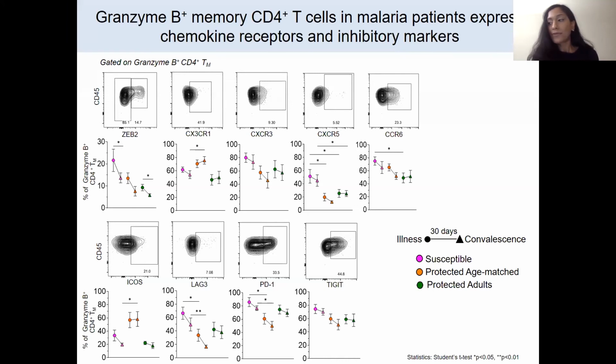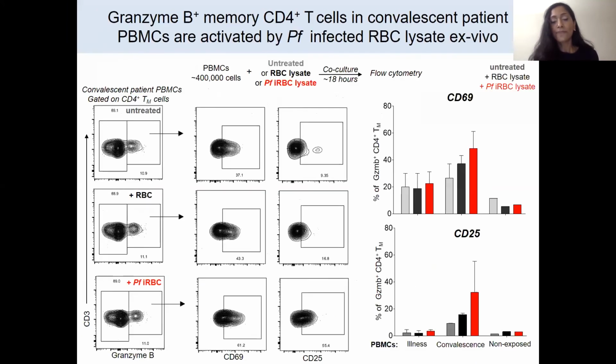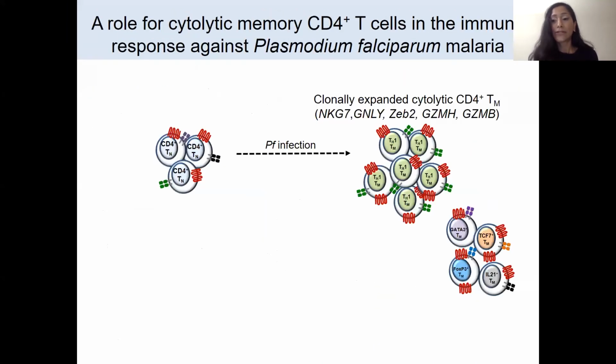So I'm going to skip the next slide for the interest of time, except to say that these populations can be reactivated ex vivo. And I hope that you can take away from my presentation that from our clinical study into our high-dimensional flow cytometry analysis and then our single-cell sequencing analysis, we were able to identify that during malaria infection, there is a clonal expansion of memory CD4 T cells that have cytolytic features, express high levels of Granzyme B molecules and the ZEP2 transcription factors.